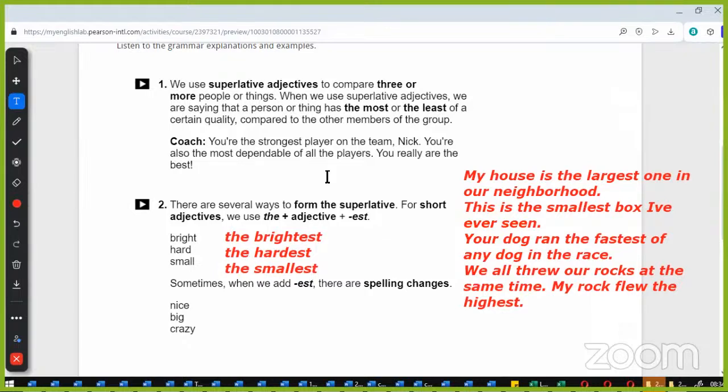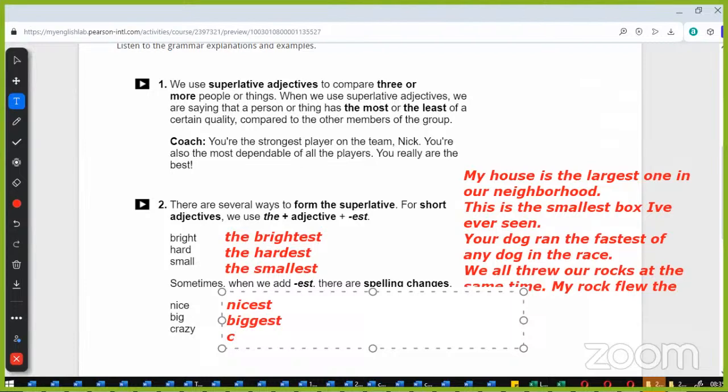Okay, and sometimes there are some spelling changes, like here. Nicest. Then you have biggest. And craziest. Okay, so here the craziest, the biggest, and the nicest have some spelling changes.